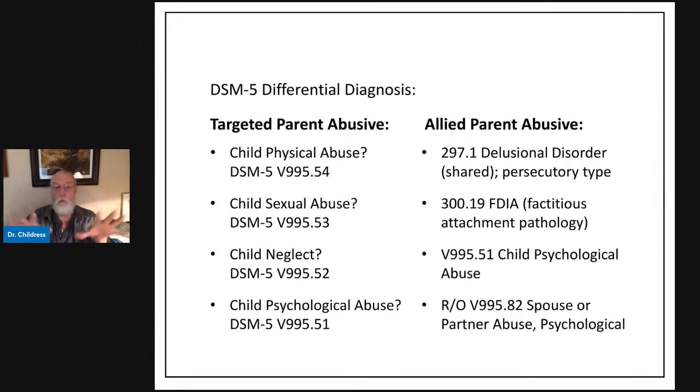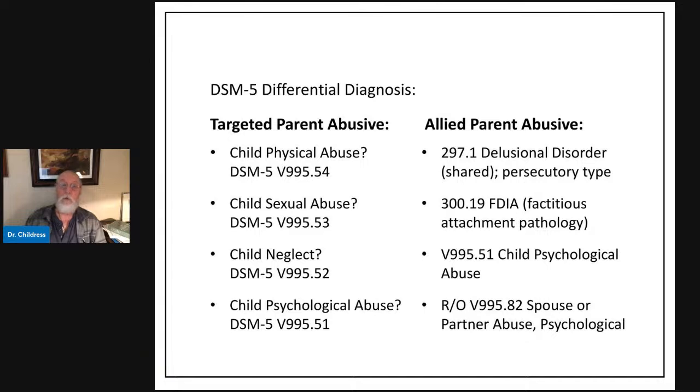So here's our differential diagnosis for the pathology in the family courts. We either have the targeted parent who's abusing the child in some way, thereby creating the child's attachment pathology towards that parent, in which case we'll have physical abuse, sexual abuse, child neglect, or child psychological abuse. And we should diagnose which one of those is involved, put it on a treatment plan, protect the child, and fix it.